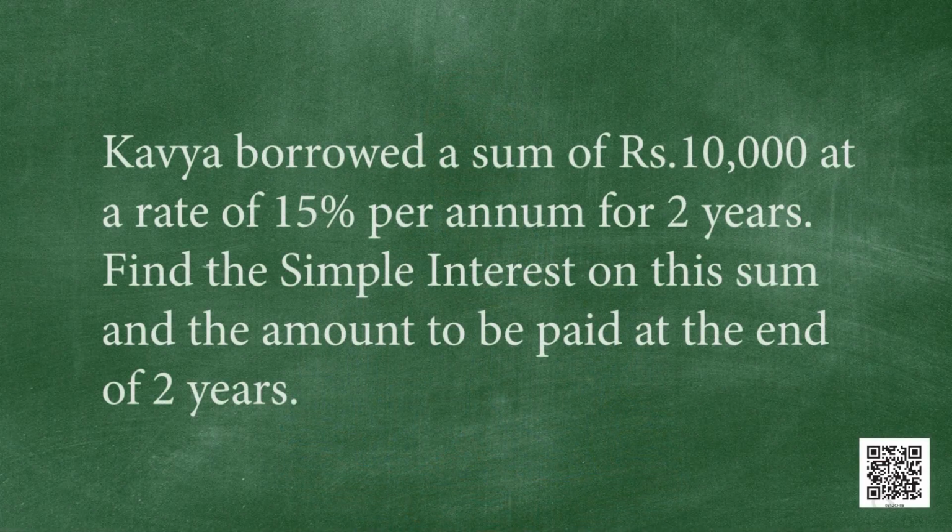Students, now let us try to solve a problem on simple interest. The problem goes like this. Kavya borrowed a sum of rupees 10,000 at a rate of 15% per annum for 2 years. Find the simple interest on this sum and the amount to be paid at the end of 2 years.